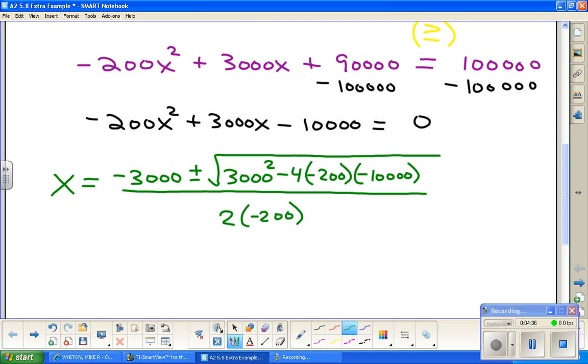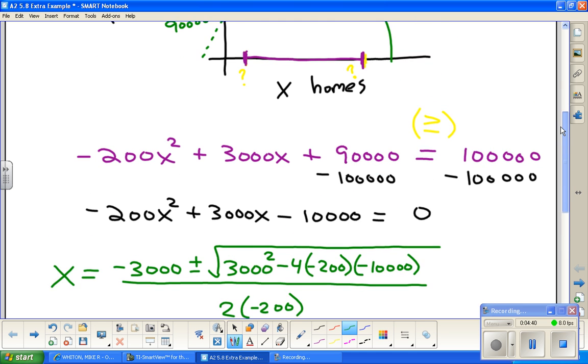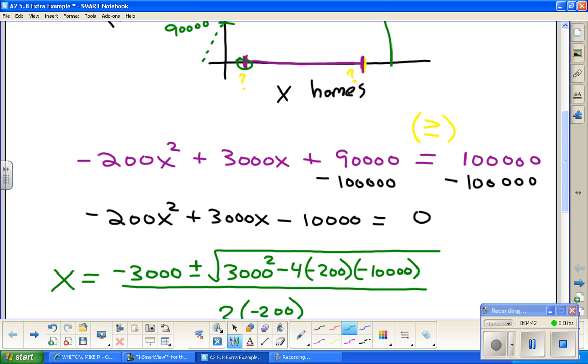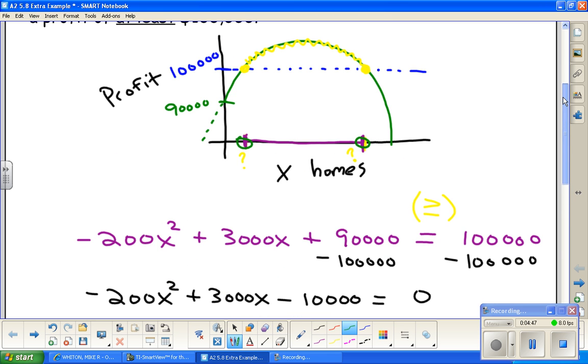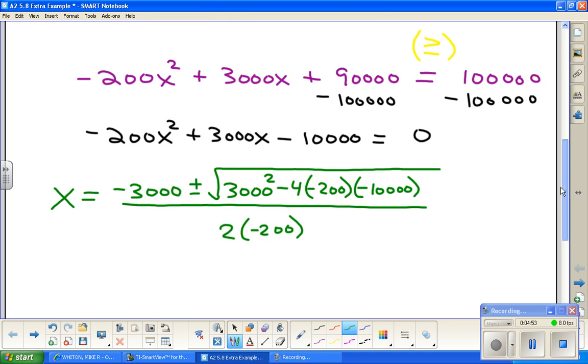Okay, and that's going to give us our answers. Whatever that simplifies out to is going to be whatever this value is and whatever this value is: the two x values when the graph equals 100,000. We're getting the x values, how many homes. So let's calculate that out.